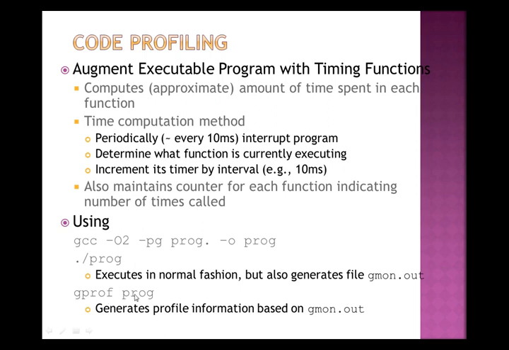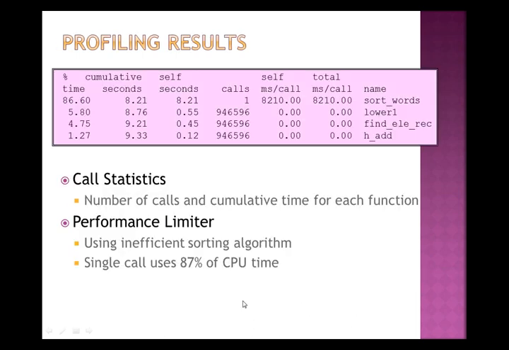prog executes in normal fashion but also generates gmon.out. What is the use of gprof prog? It generates the profile information based on gmon.out. This is your profiling result: cumulative, self, total. This is the time taken in seconds. This is the number of times it is called. These are the names. First of all, sort the words, these are the lowercase, find the elements, adding the header part.